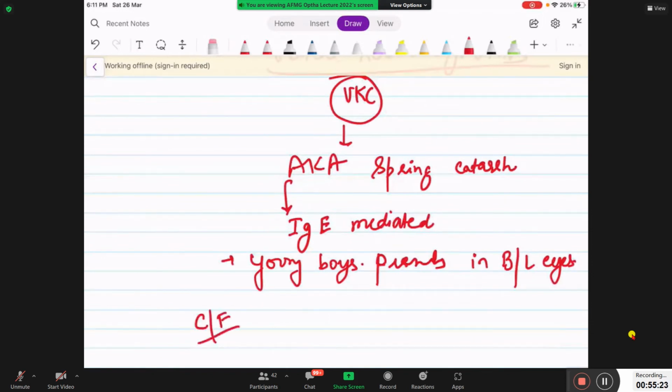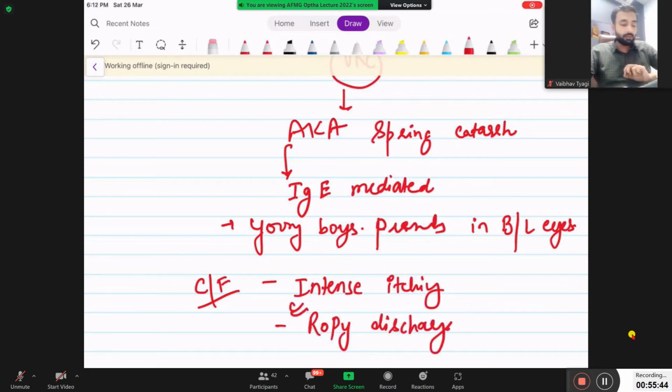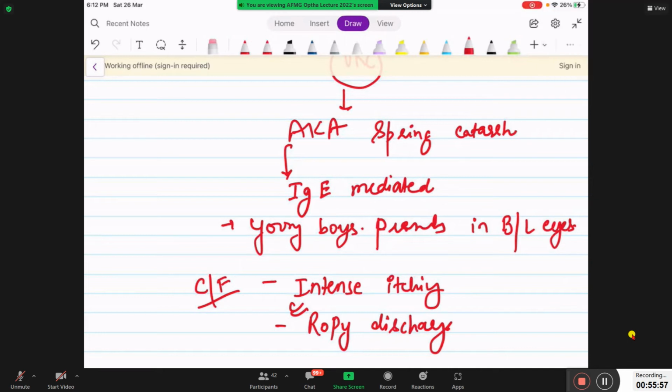Of VKC, the patient presents with intense itching. The type of discharge which is seen is ropey discharge. So this is a clue which is given in the question. If this is given in the history, that the patient is having intense itching, young boy with ropey discharge, your answer is VKC. This is a clue.